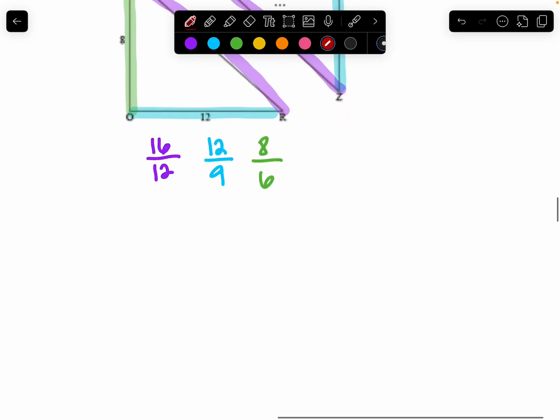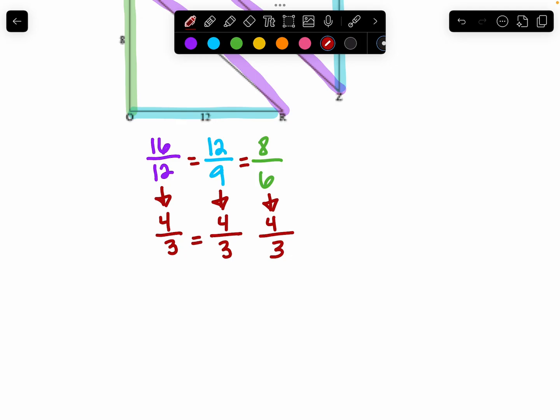All right. So we could technically do cross product, but we're not going to do that. I don't like doing that when there's 3 fractions. We're just going to simplify. 4 goes into 16 4 times. 4 goes into 12 3 times. 3 goes into 12 4 times. 3 goes into 9 3 times. 2 goes into 8 4 times. 2 goes into 6 3 times. So we are good to go. This is similar by the side similarity theorem.